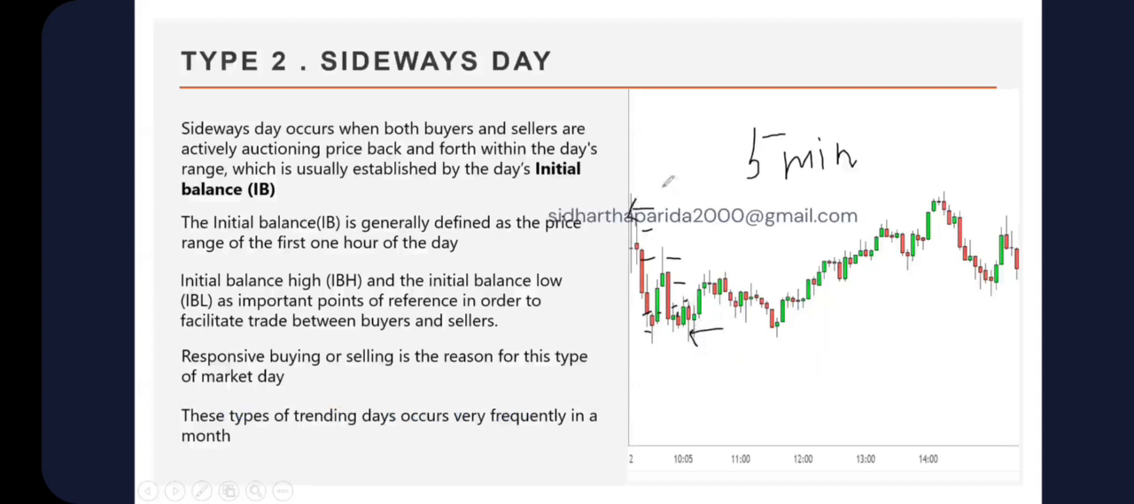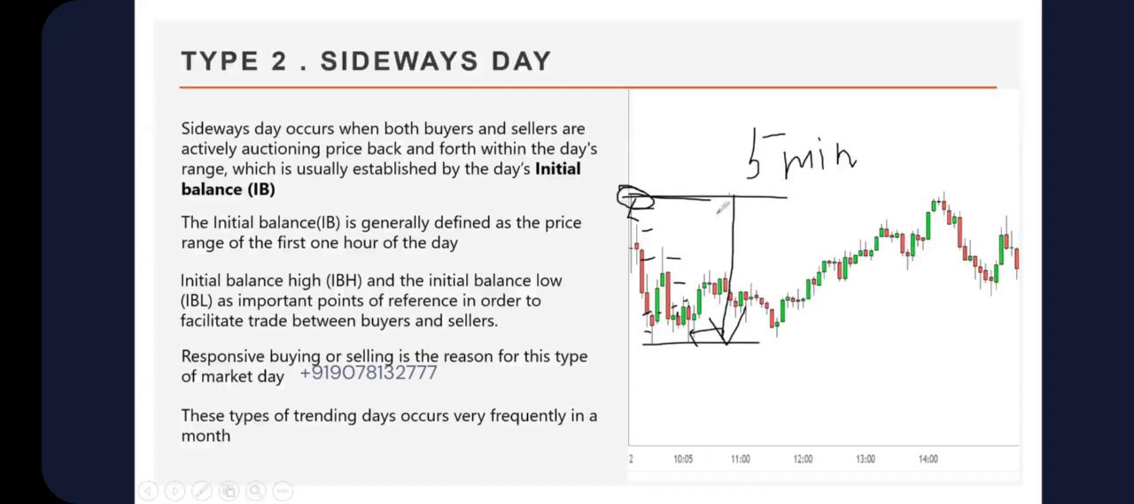This is the first candle, right? In that 12 candle, which is the high? This is the high. Which is the low? This is the low. So this is your initial balance. This is your initial balance. That is the first 12 candles, if it's a 5 minutes time frame, high and low. That is called initial balance.